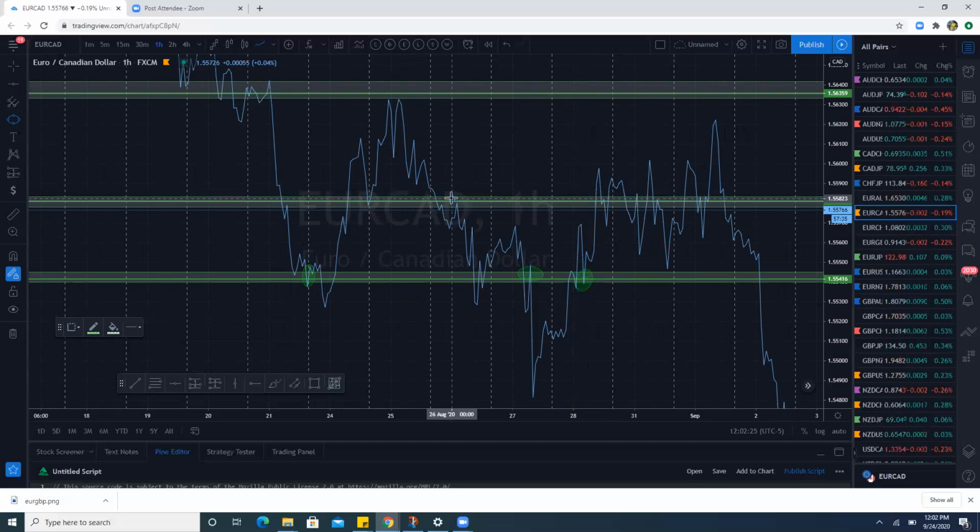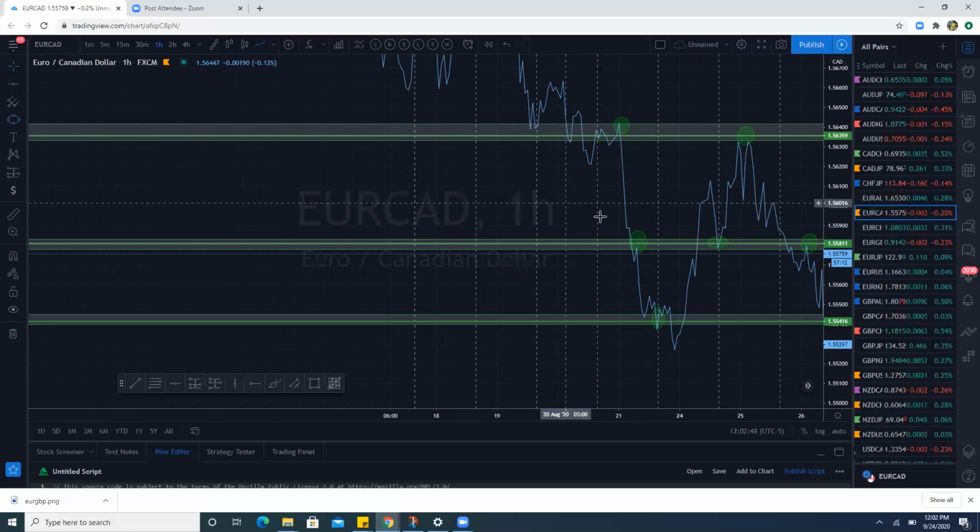Got this up here. That small break and retest there. Break and retest here. Then here, have some consolidation. And up here, that's a clean one. That's another clean one here. So it's going to continue to respect that area.